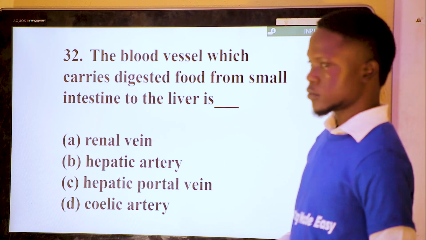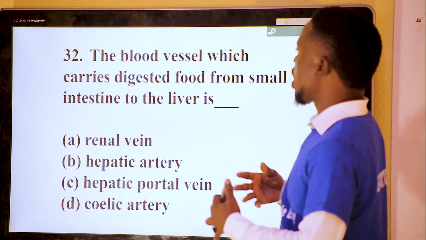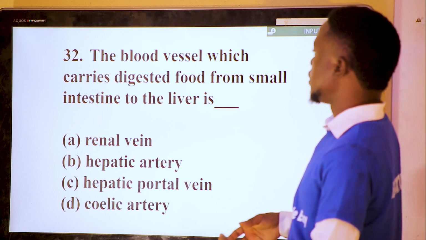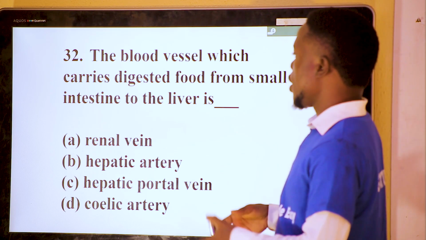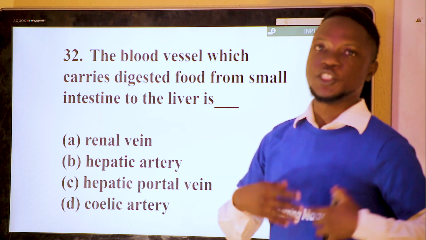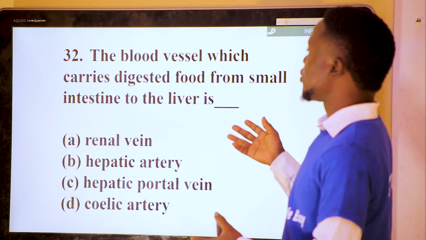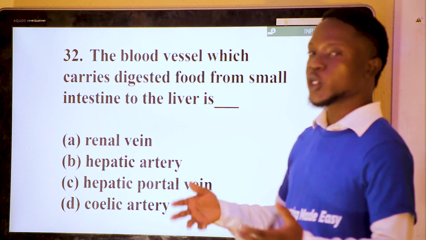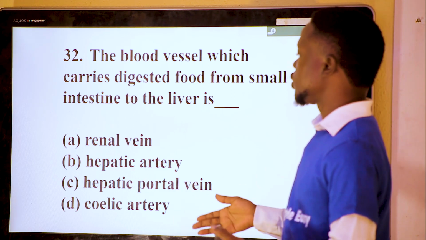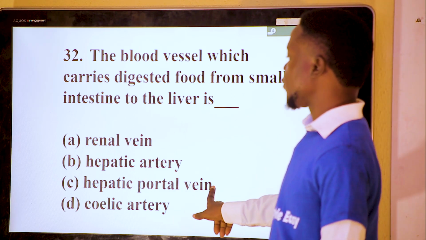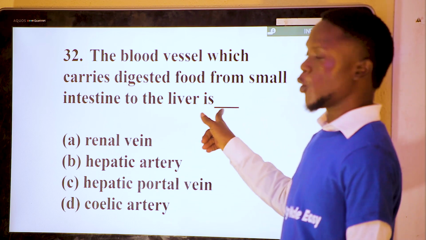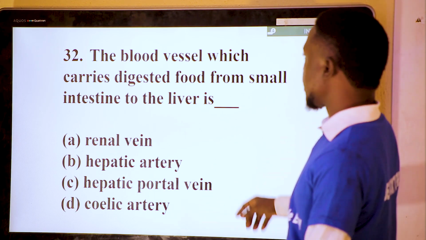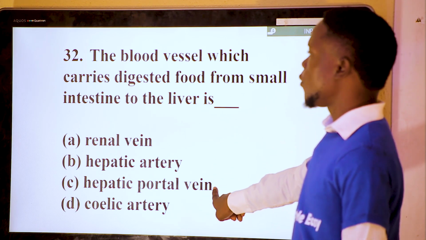32. The blood vessel which carries digested food from small intestine to the liver is dash. Renal vein. Anytime you hear the word renal, renal means kidney, and that does not correlate to the question. Hepatic artery, hepatic portal vein, and celiac artery. The answer here is hepatic portal vein. Portal because it connects to the small intestine, and hepatic because anywhere you hear hepatic is liver. So the answer is hepatic portal vein.